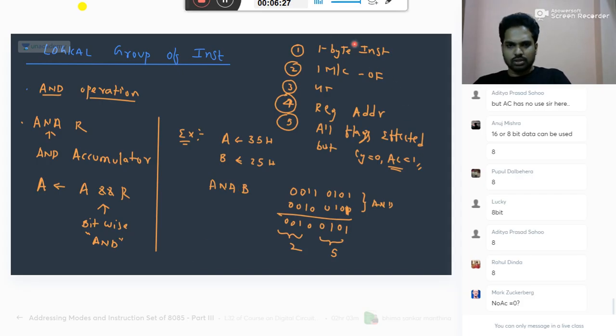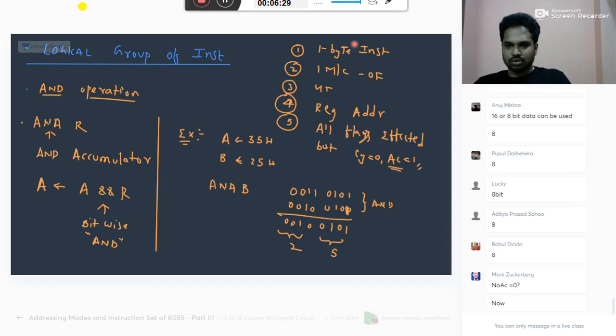What is NOAC? Now, accumulator equal to 0. No, AC equal to 1. After AND operation, auxiliary carry will be equal to 1. Okay, let's continue.